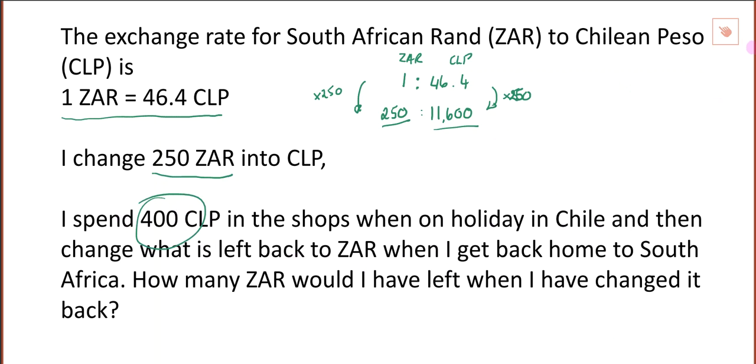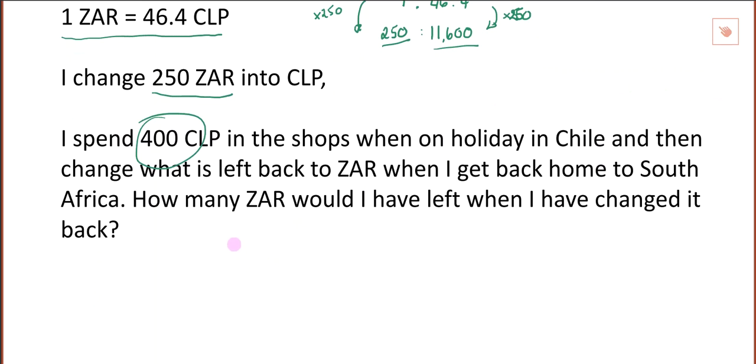So if I have 11,600 Chilean pesos, but I spend 400, I'm going to subtract 400. That gives me 11,200 pesos that are left. So I didn't spend very much really, did I? Considering the numbers. Not a very good holiday. Maybe my parents were paying for everything for me. Right, but what I will need to do is go back home, and Chilean pesos are no good back in South Africa, so I need to convert them back.